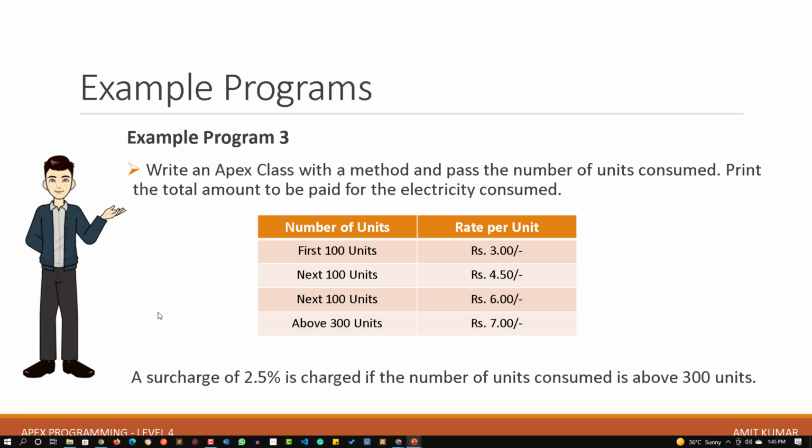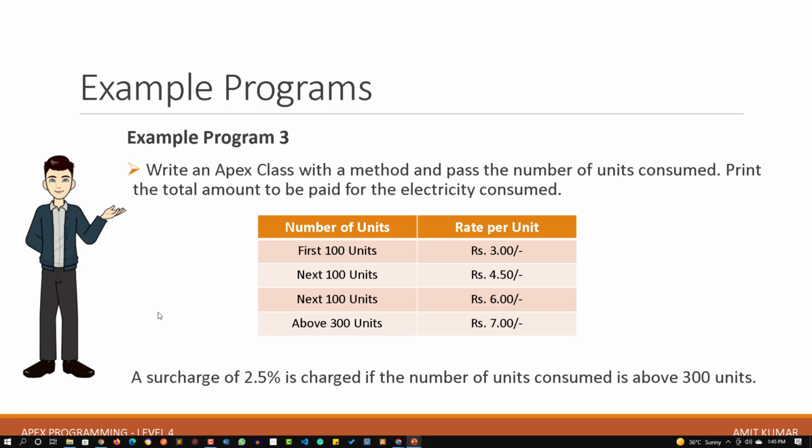That means for the first 100 units you will charge 3 rupees. For the next 100 units you will charge 4 rupees 50 paisa. For the next 100 units you will charge 6 rupees. And in case it is above 300 units, the charge will be 7 rupees. That means for the first 100, from 0 to 100 units, the charge will be 3 rupees. From 100 to 200, the charge will be 4.5.